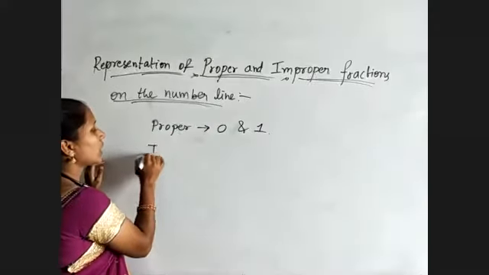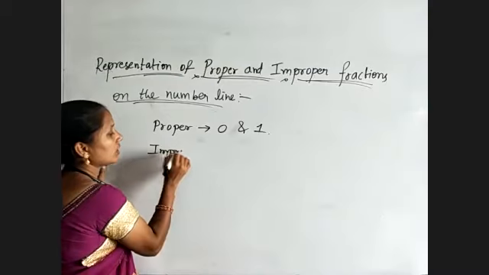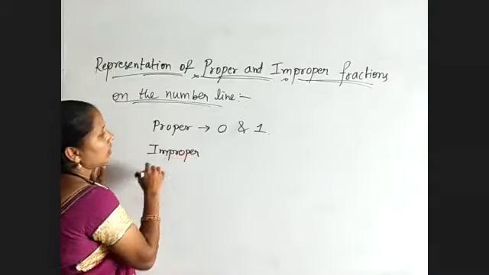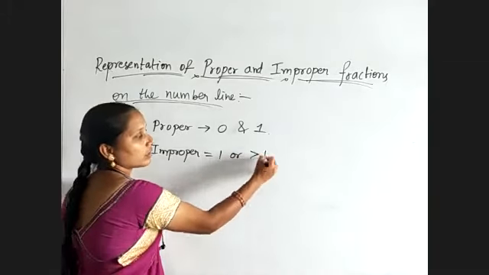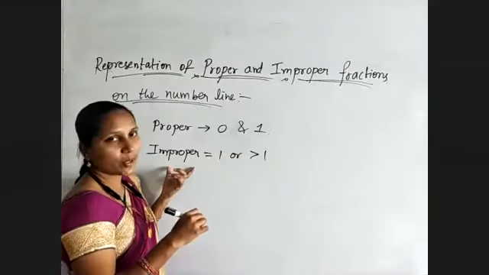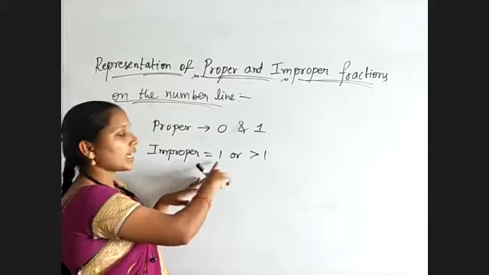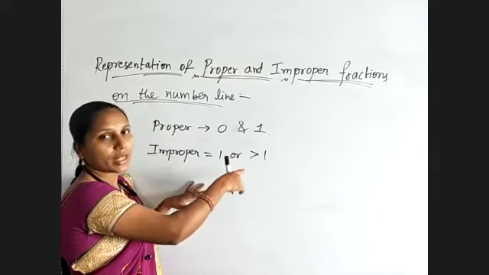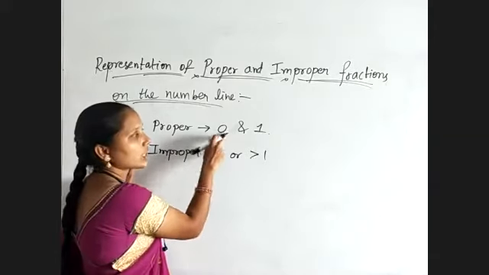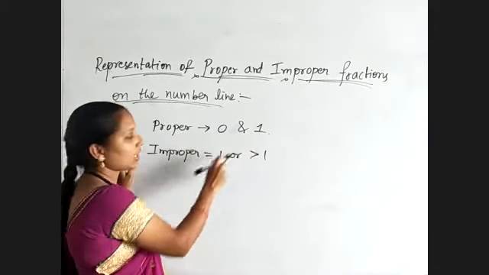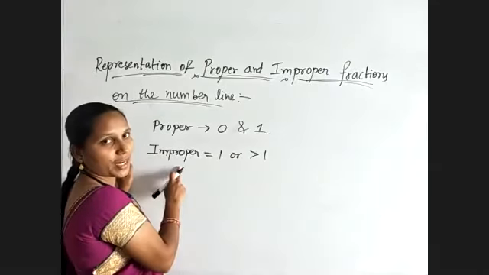And all the improper fractions are equal to 1 or more than 1. Whatever improper fractions we are getting, they may be equal to 1 or more than 1. Okay. So if the value lies between 0 and 1, not equal to 1 also. Equal to 1 comes under improper fraction only.